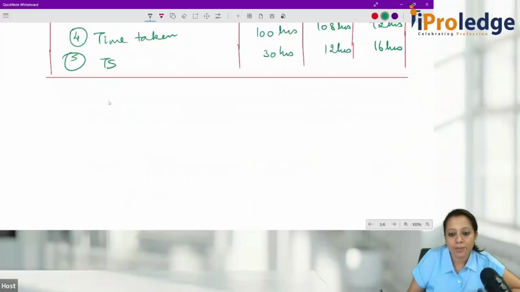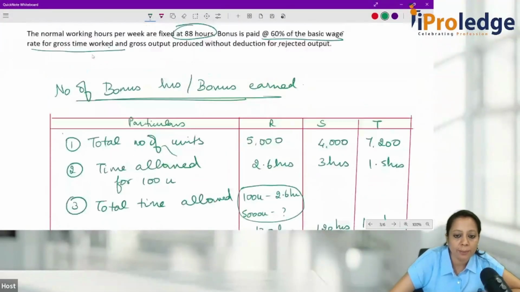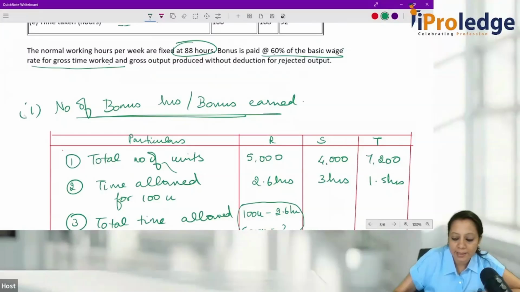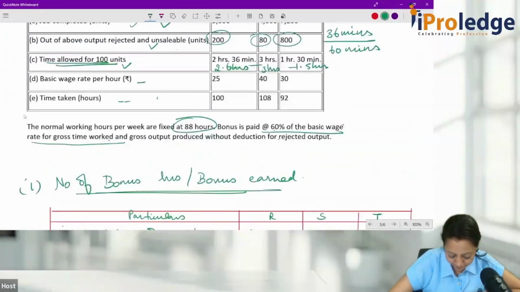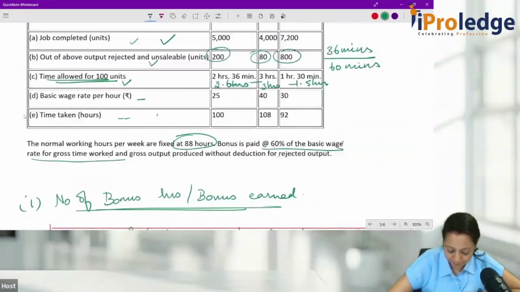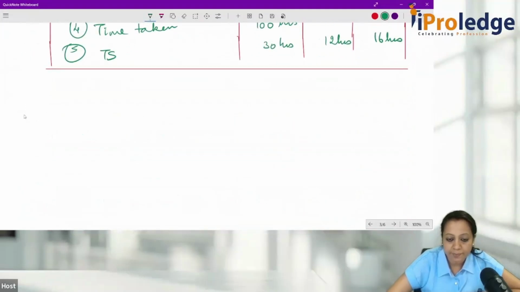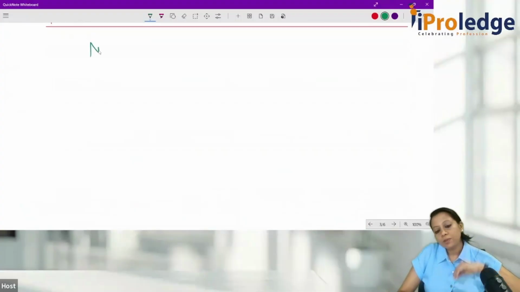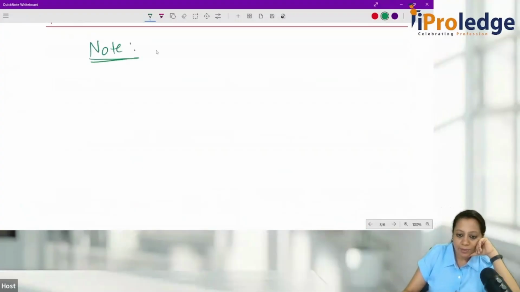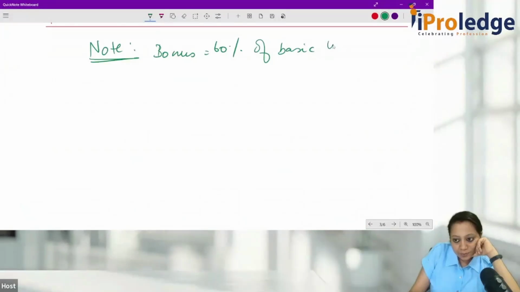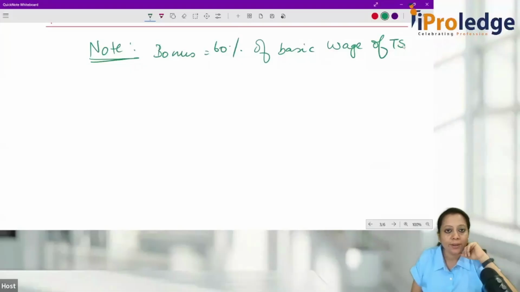Now, bonus they want us to calculate. So let us start. We started with that. I hope you all remember point number 1. Those of you who think you will get confused, you can write down a note: bonus is going to be 60% of the basic wage of time saved. Like that, you can write.